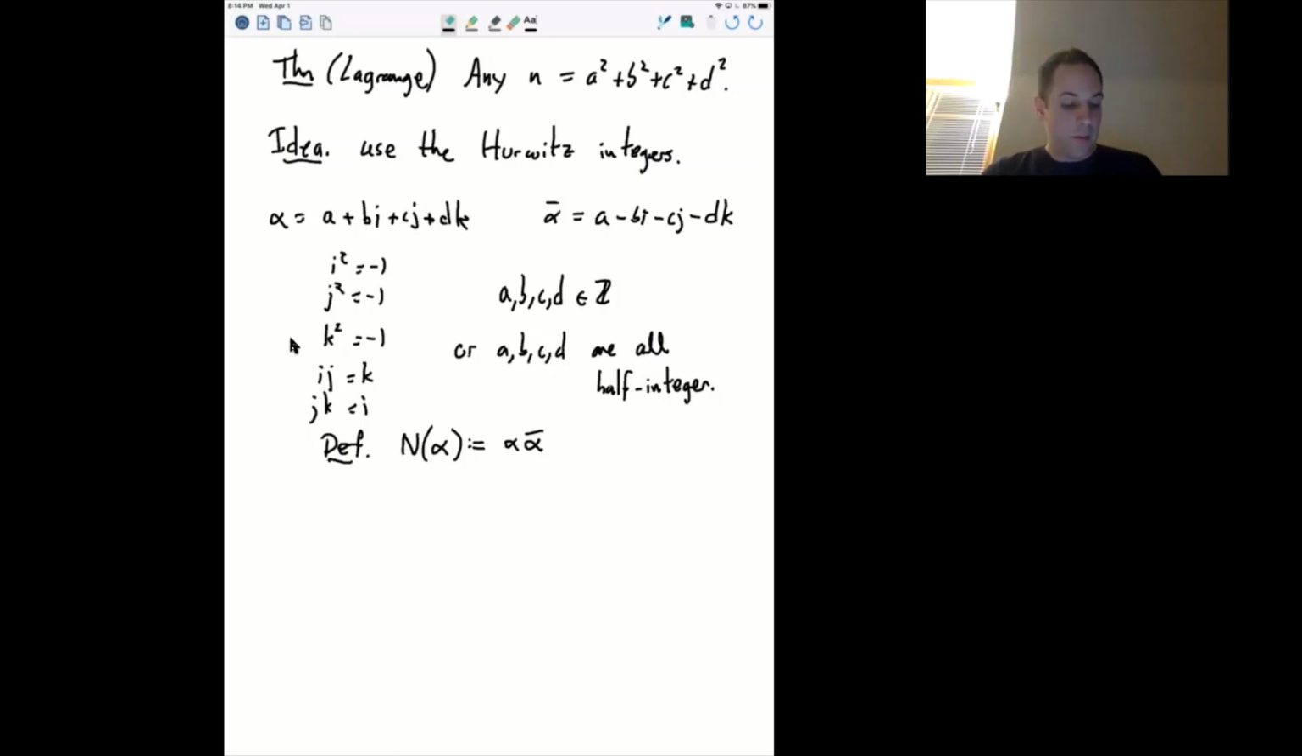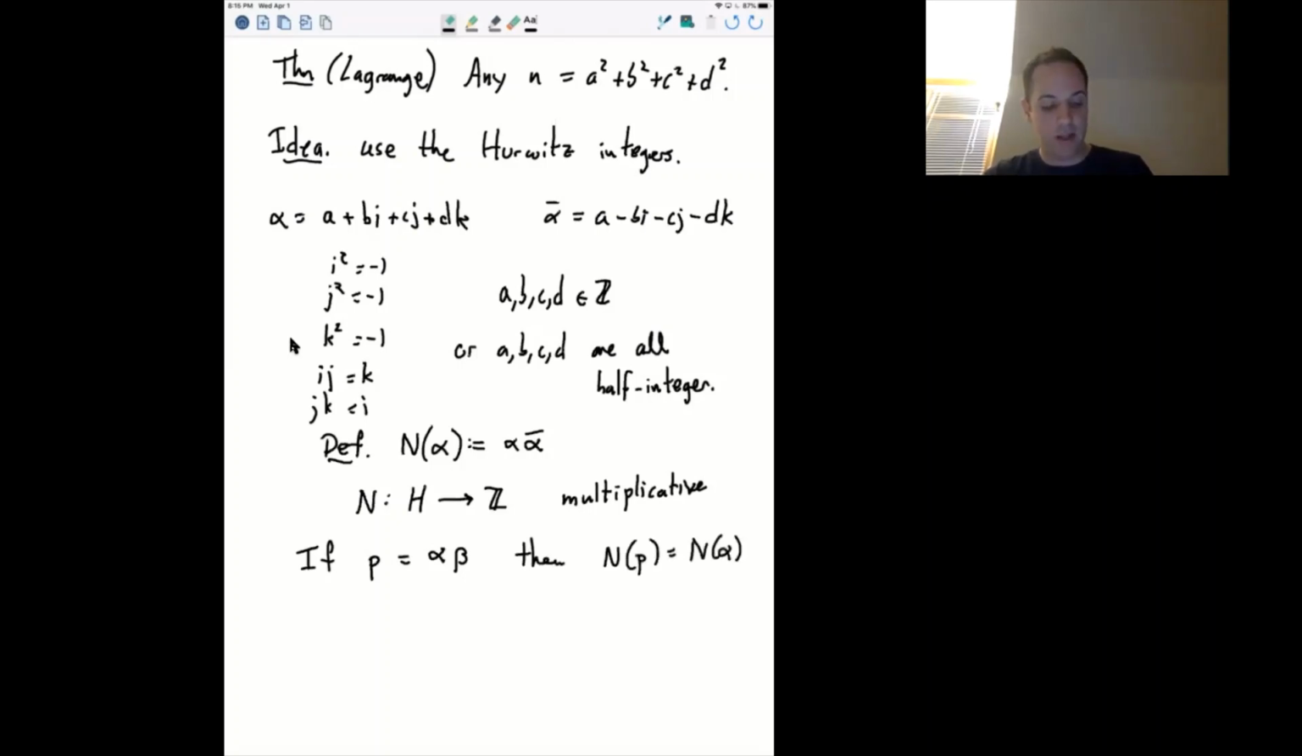And by a similar proof as before, you can show that it's multiplicative. So N is a function from the Hurwitz integers, which are called H, to the usual integers, and it's multiplicative. Now if you have a prime number p in Z that is factorizable in H, so it factors into alpha times beta in this Hurwitz number system, then if you take the norm of both sides, you get N of p equals N of alpha times N of beta. And now, what's N of p? Well, N of p is the sum of squares, but p is just a regular integer, so it only has a. So N of p is just p squared, which is equal to N of alpha times N of beta.